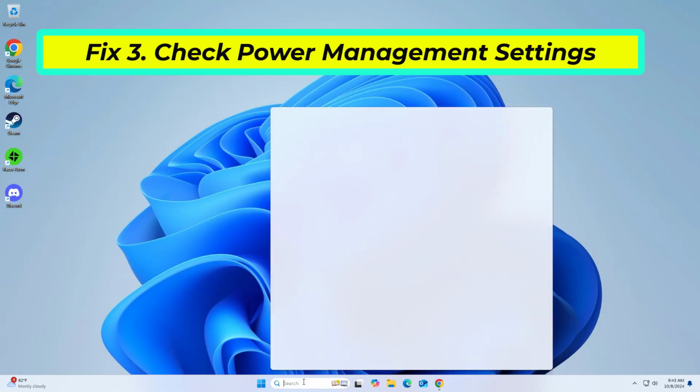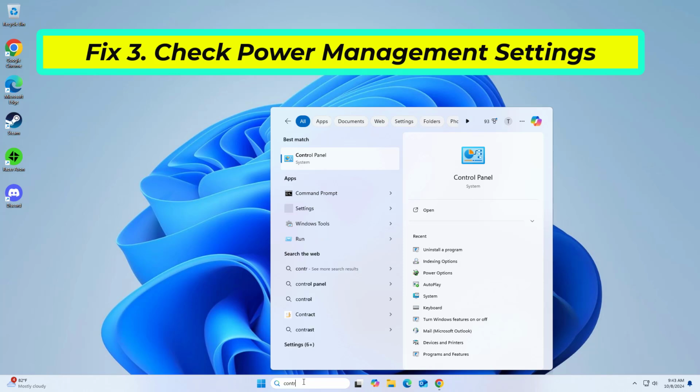If that didn't work, proper power management settings are essential for the screensaver to function correctly.